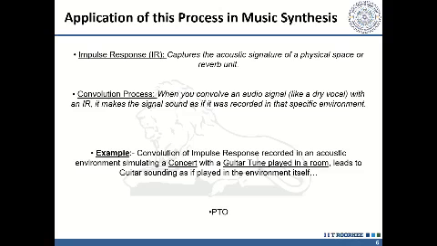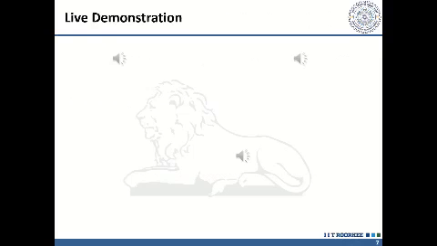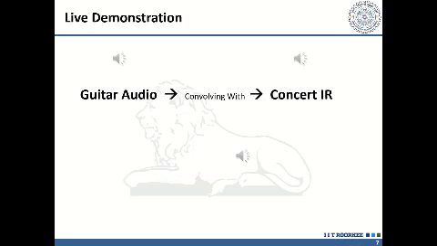Here, let us show a live demonstration of this. Now, as we can see, the first signal is a guitar signal recorded by me in my room, a very short audio. Now, the second audio is a concert IR, concert impulse response that I have downloaded off the internet, which is of a Vienna concert hall.